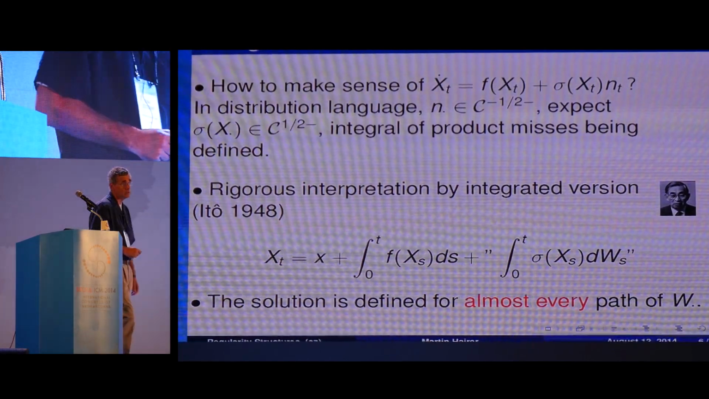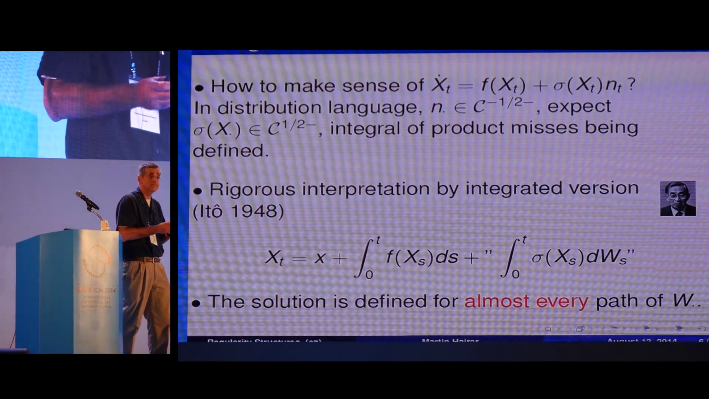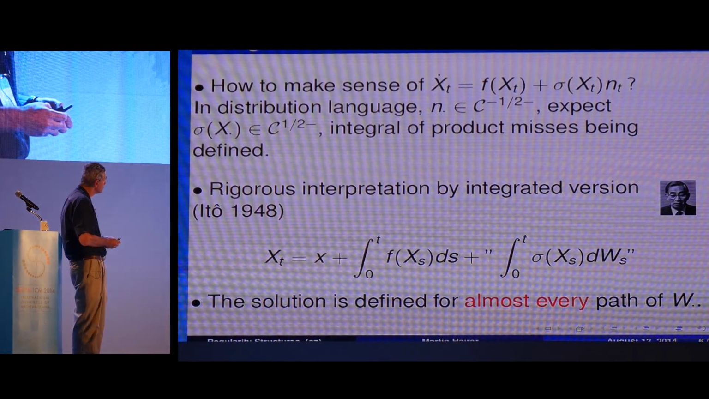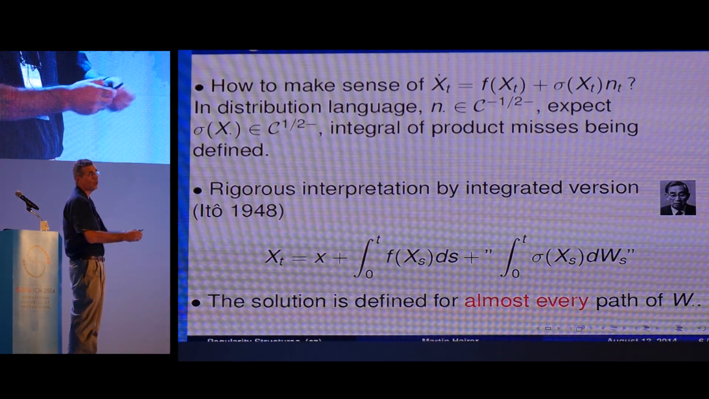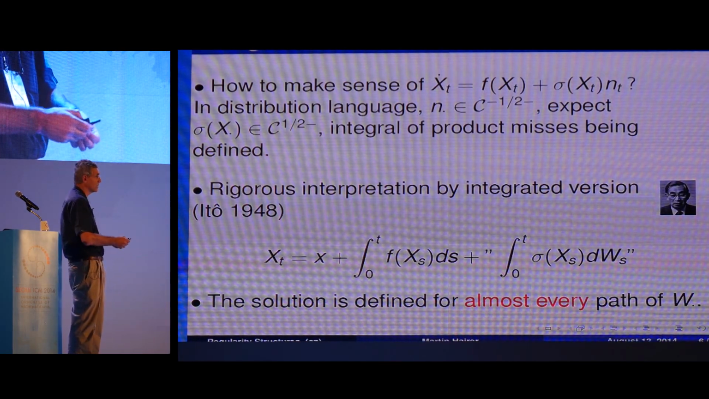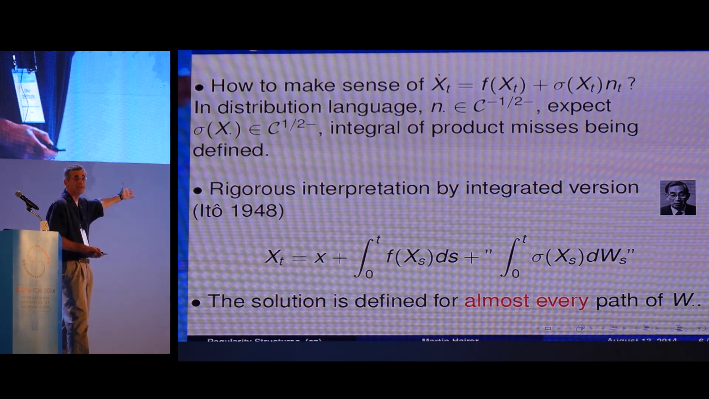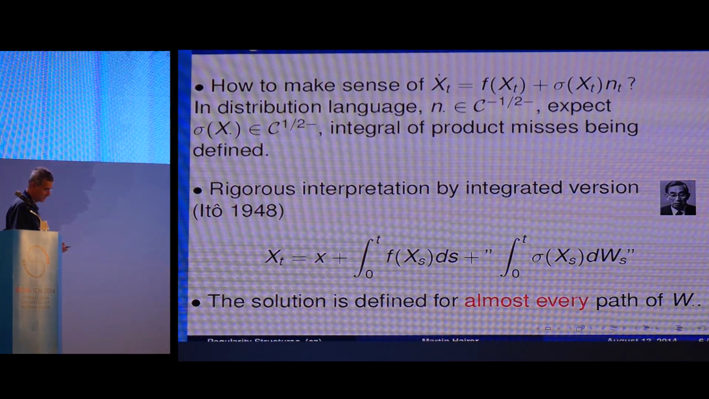A key point in Ito's approach is that you cannot give sense to every path W that arises, but only in a probabilistic sense, namely to almost every path W. So you cannot take any almost Hölder 1/2 function and stick it into the equation and hope that something will come out.